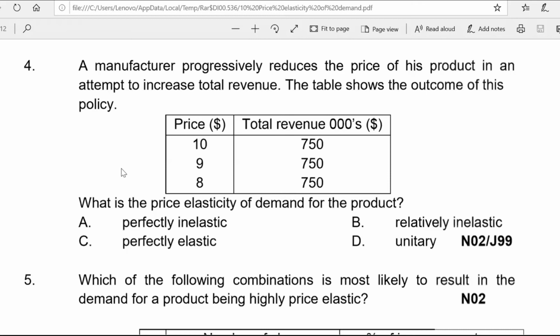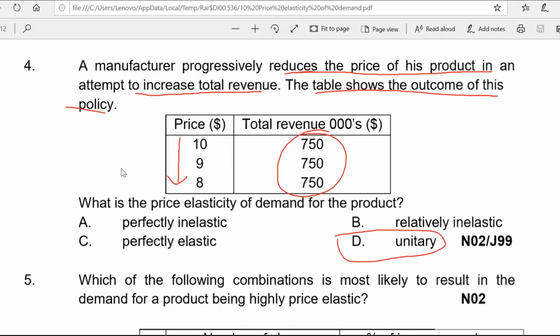Okay, in question number 4, the examiner says that a manufacturer progressively reduces the price of his product in an attempt to increase total revenue. The table shows the outcome of this. So he decreased his price from $10 to 9 and then 8, but his total revenue is the same. And it is the situation of unitary elastic demand. Whenever there is unit elastic demand, a change in price leads to an equal proportionate change in quantity demanded. So total revenue is not affected. Total revenue remains the same.